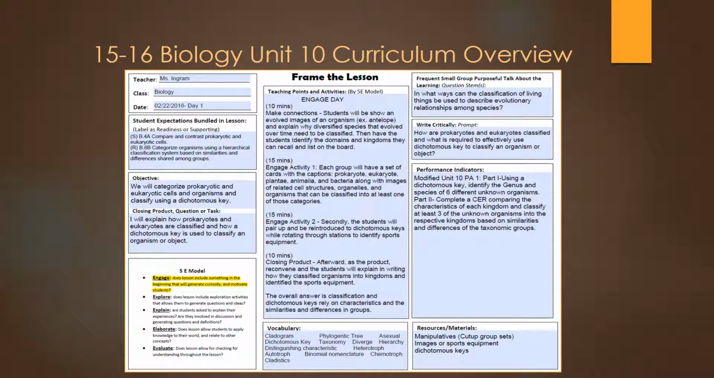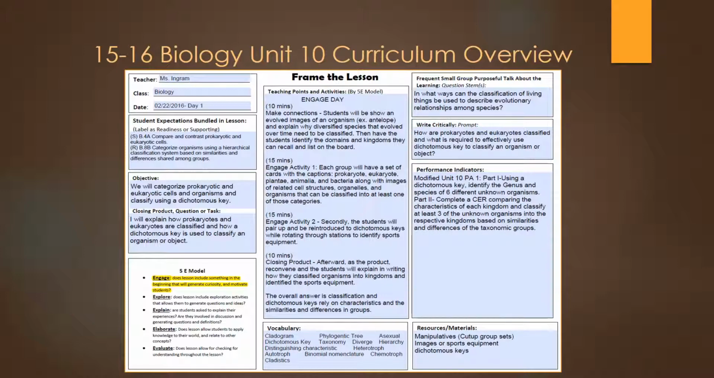Make connections to what they should already know from the previous units, the previous concepts addressed in 6th and 7th grade. Students will be shown evolved images of an organism, for example, the antelope, and explain how diversified species that evolved over time need to be classified.